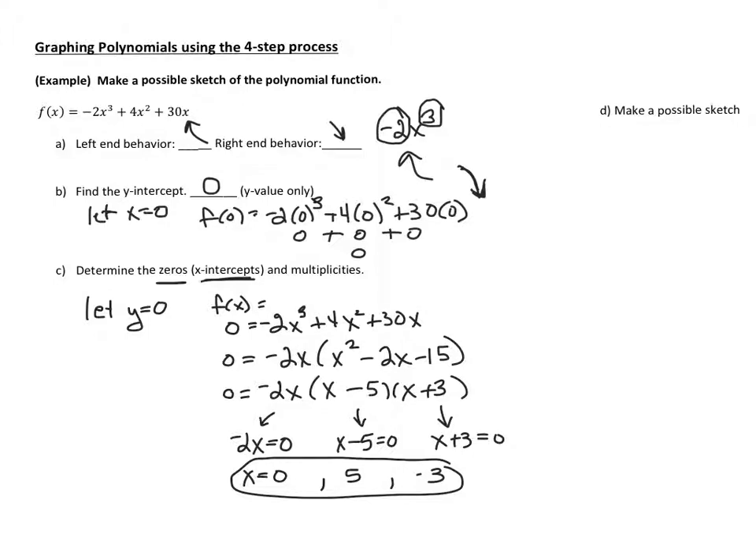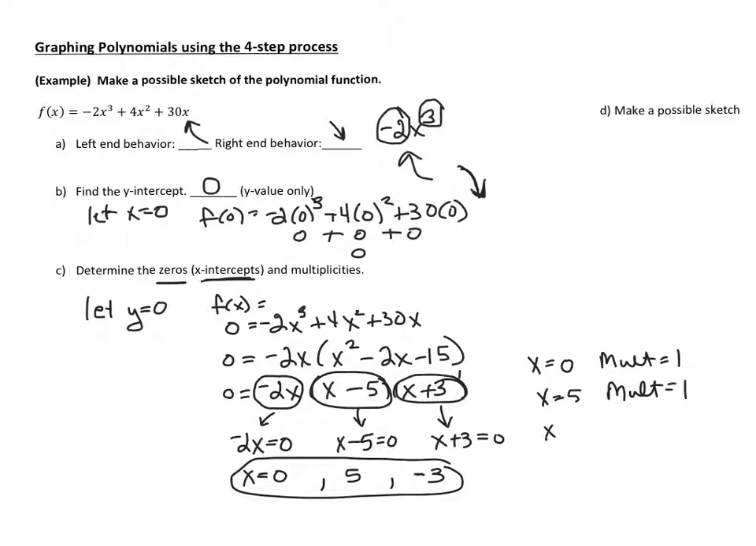We also want to find the multiplicities of each zero. So let's look back. We had a zero of x equals 0. If you remember, you look back at its factor, and the power is the multiplicity. So x is raised to the first power, so it has a multiplicity of 1. When we get to 5, x minus 5 is raised to the first power, so 5 has a multiplicity also of 1. And the same goes for negative 3. If you look, that's raised to the first power. It's just an understood 1. So all of our zeros have multiplicity of 1.